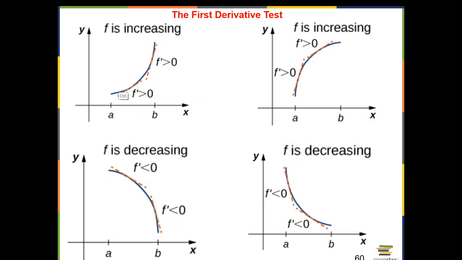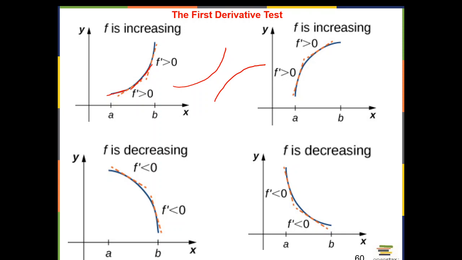So the slope of the tangent line, for example, at this point is that, at this point is that, at this point is that, right? So at any given point there is a tangent line, and that tangent line has a slope, and that is what derivative is.